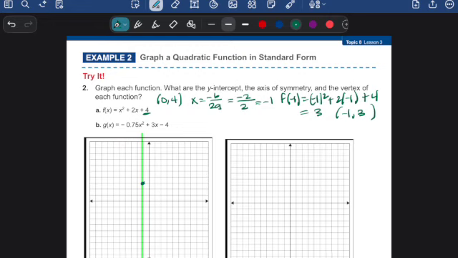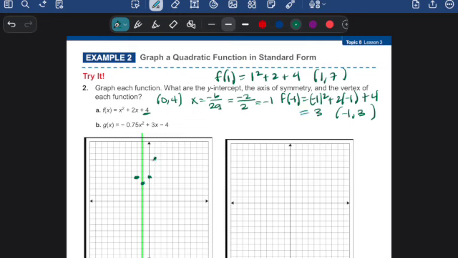Now let's graph the y-intercept at 0, 4, and then reflect it over the line of symmetry. So there's 2 points. I need one more point to be able to tell how wide it goes. It's too close here to the vertex. So let's plug in +1. So when x is +1, 1 squared plus 2 plus 4, my point is going to be 1, 7.